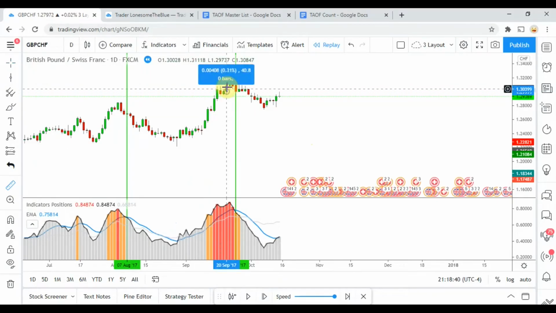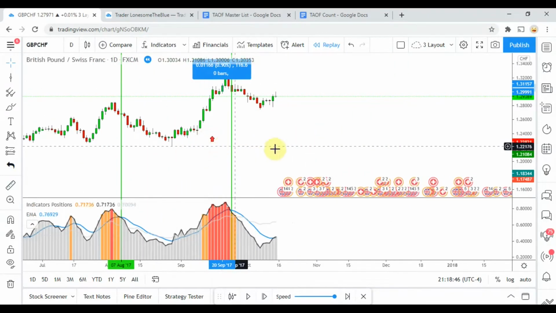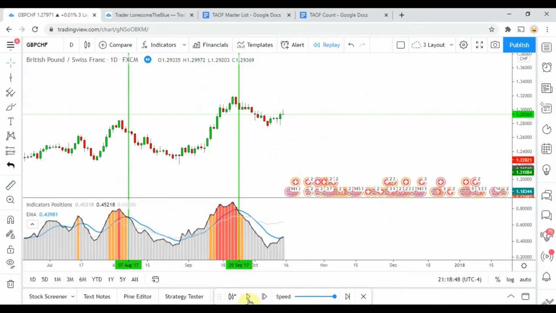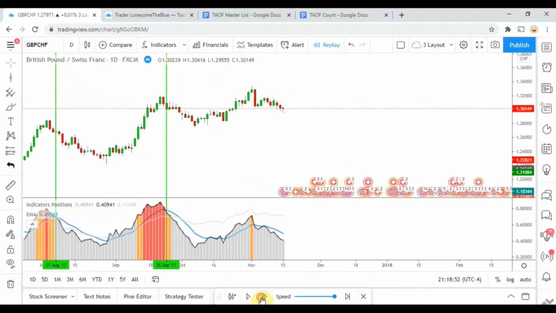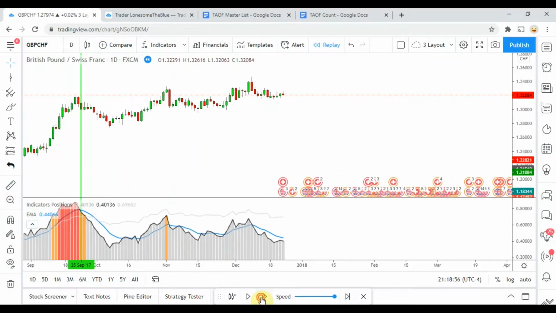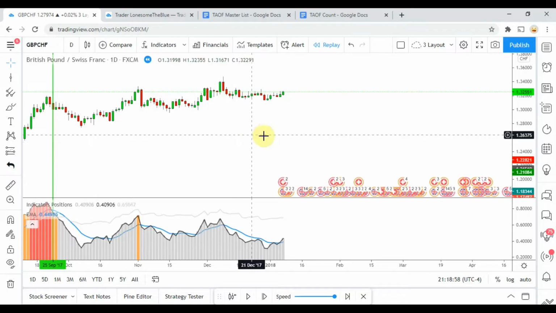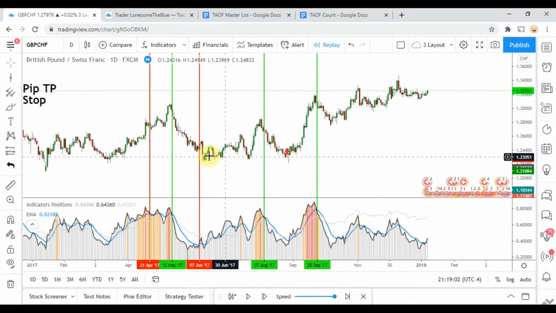Let's just measure off these. 116, what is our stop? 150. So yep, we're in good territory there. So that one did get us to take profit as well. So far it's doing all right. And that puts us at the end of the year on that one.